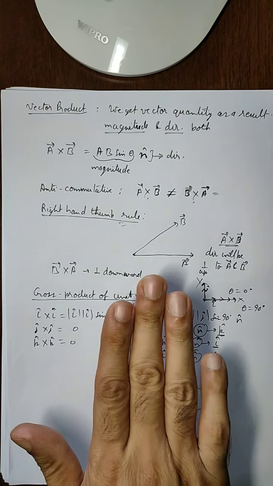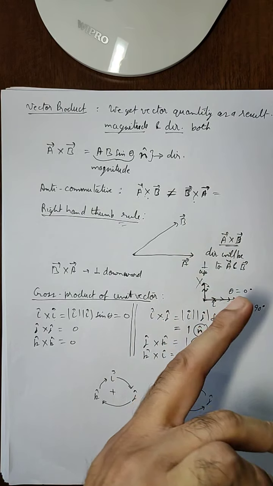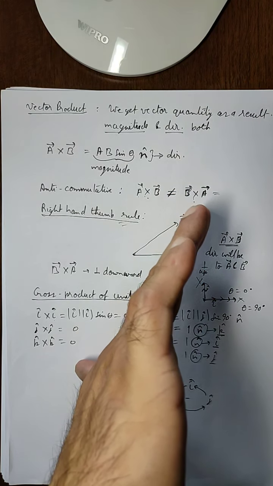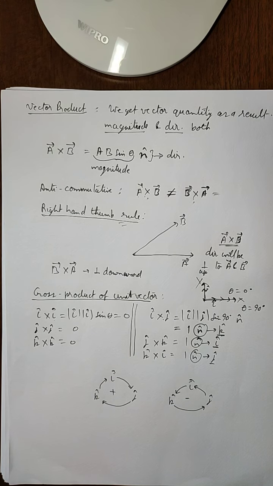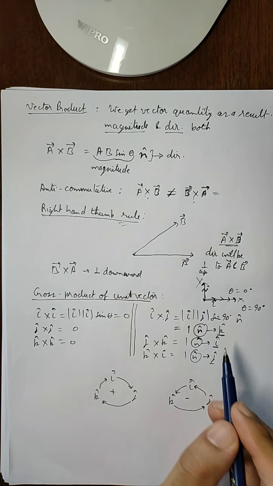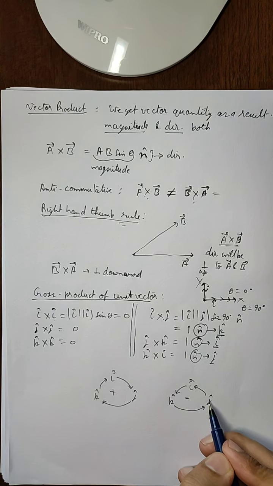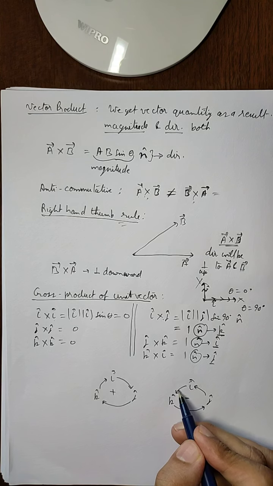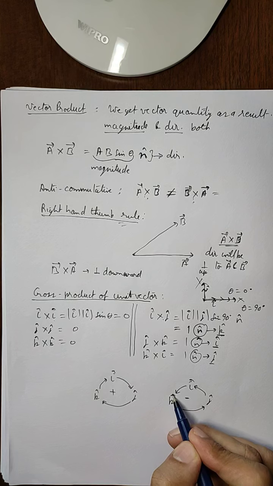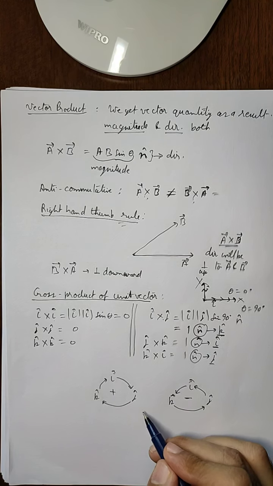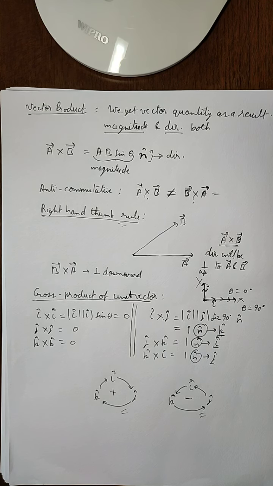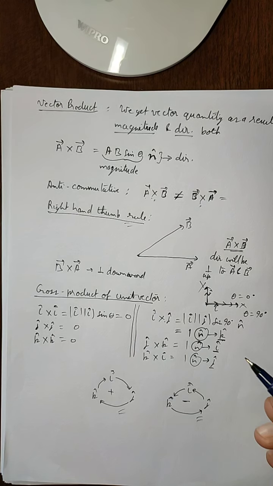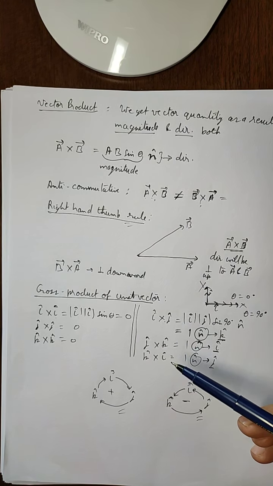j cap is in this direction, so I am putting my finger like this, and cross i cap, so we are going to curl towards i cap. So from j cap we are going to curl towards i cap, so our thumb will be in the downward direction, and the downward direction is the negative of the Z axis. That means if we are doing j cap cross i cap, we are going to get the negative of the Z axis, negative of k cap, and similarly for other things. So if you memorize these two diagrams, finding the direction of the multiplication of unit vectors will become easier. So this is how we find the cross product of unit vectors.